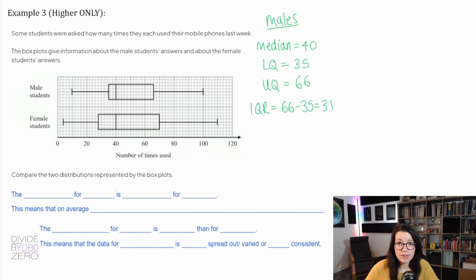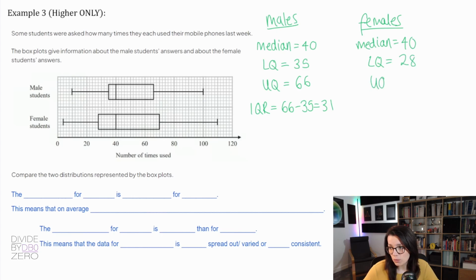If we do the same for the females, so just reading the data off the box plots, we get the median is also 40. The lower quartile this time is 28. The upper quartile is 70. And therefore the interquartile range is 42.